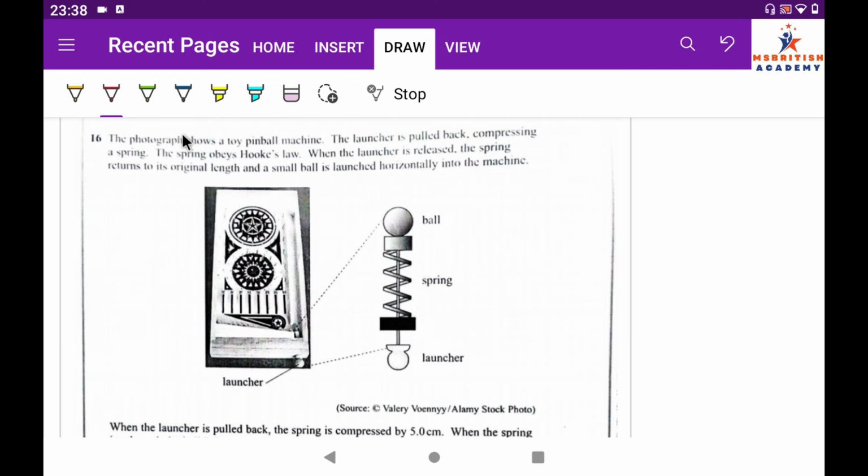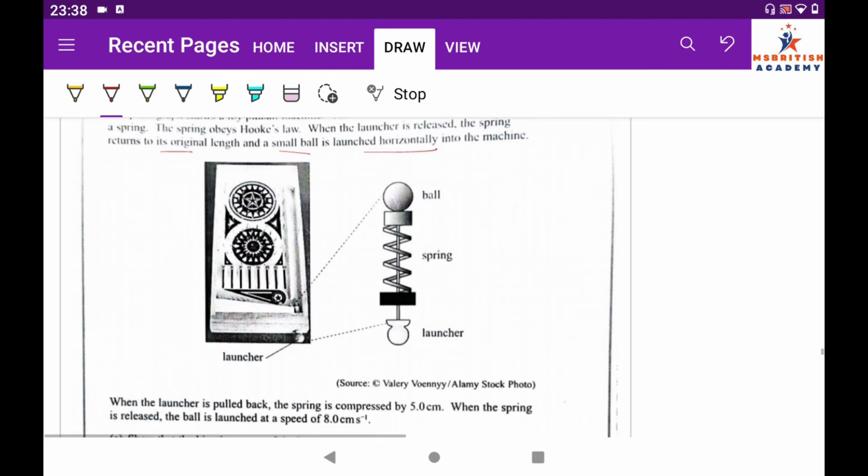This is another question. The photograph shows a toy pinball machine. The launcher is pulled back, compressing a spring. The spring obeys Hooke's law. When the launcher is released, the spring returns to its original length and a small ball is launched horizontally into the machine.